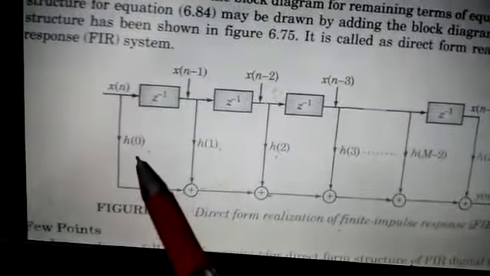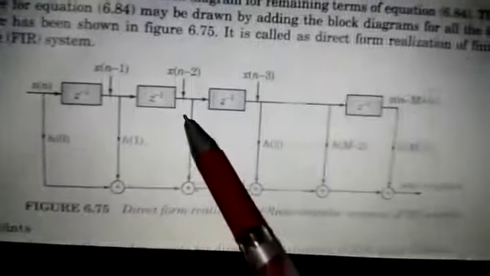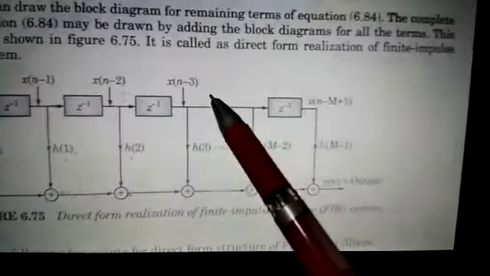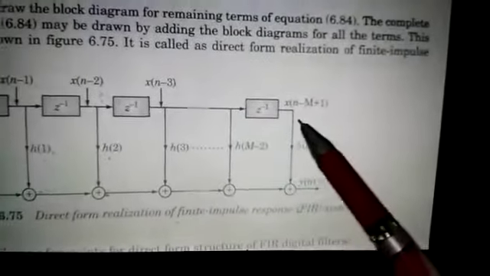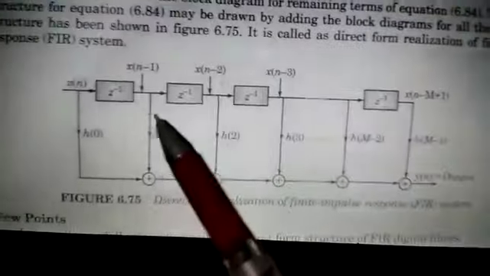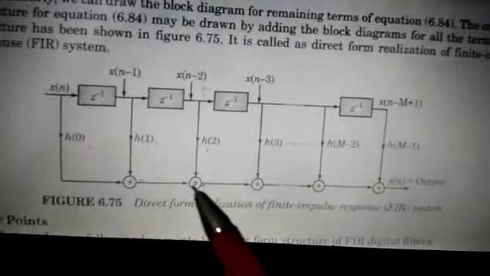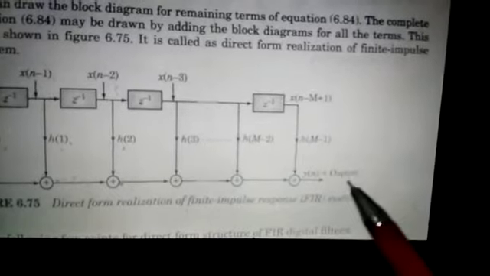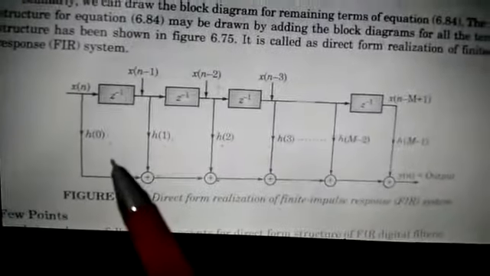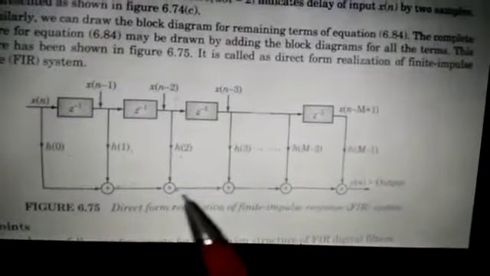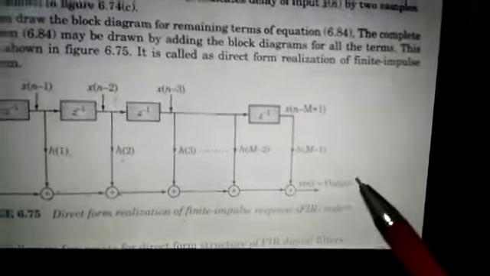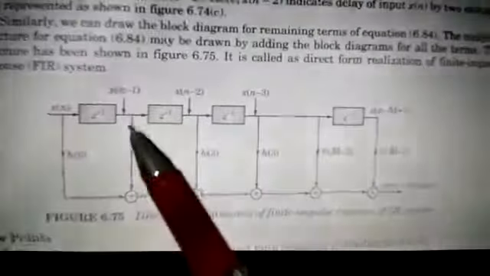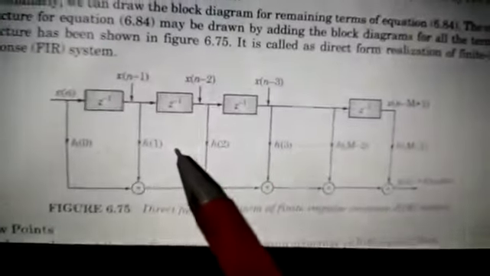With x of n minus 1, you have the coefficient h of 1. With x of n, you have the coefficient h of 0. With x of n minus 2, you have the coefficient h of 2. With x of n minus 3, you have h of 3, and so on. And all should be added by these sums. So the final output is this y of n. So y of n is equal to this output plus this output plus this output, and so on. So you will get the whole equation implemented with this direct form. This is called the direct form structure.